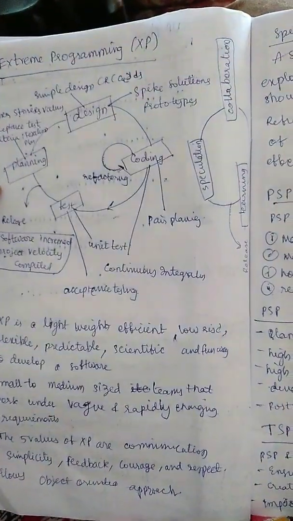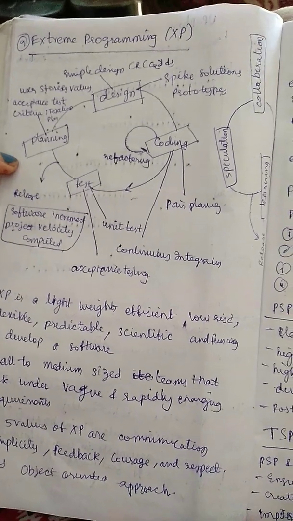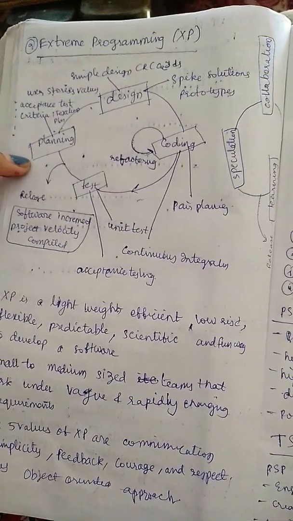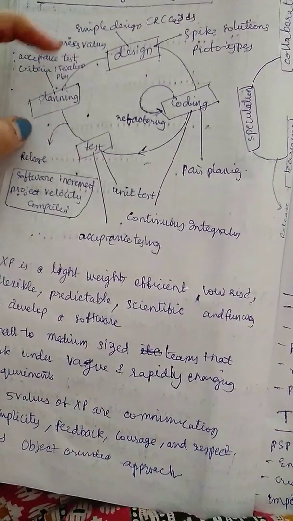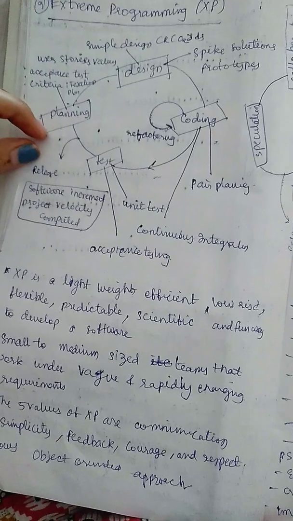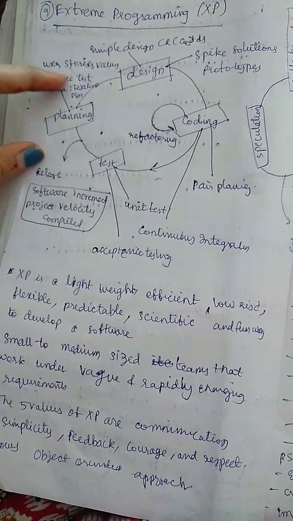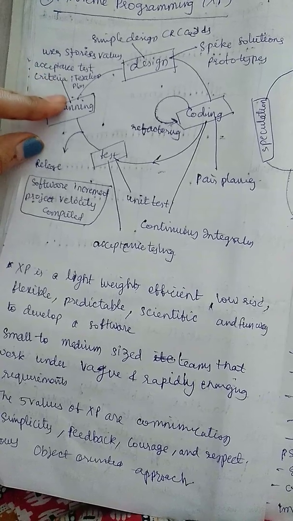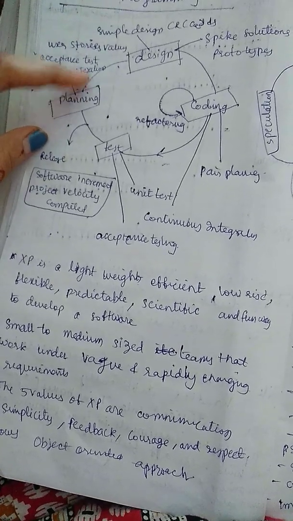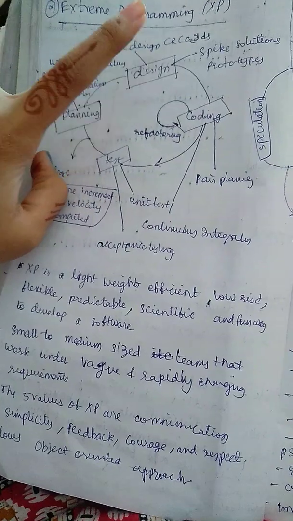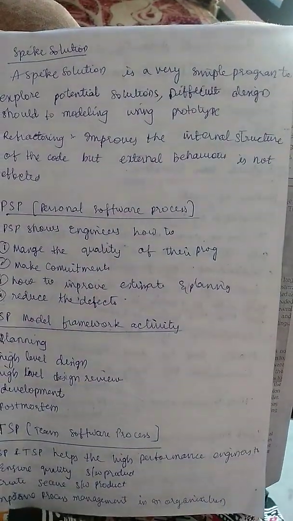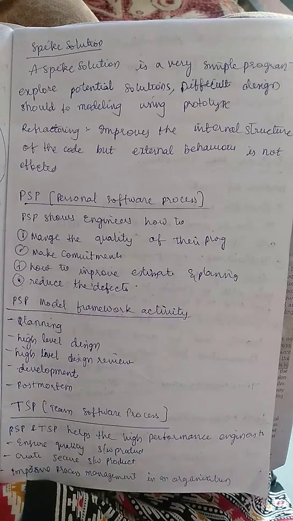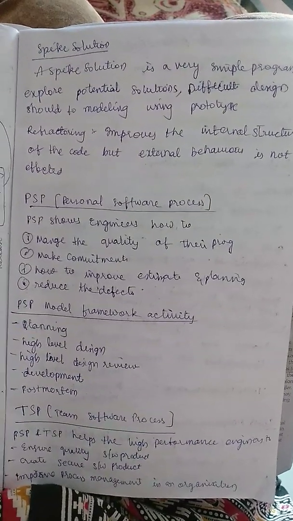It follows an object oriented approach. Okay, let's see the diagram and let us know what is going on here. In the same way, we are doing planning, designing, coding, testing. What is planning? The user stories, values, acceptance test criteria, iteration plan. Design: simple design, spike solution, prototypes. What is a spike solution? A spike solution is a very simple program to explore potential solutions. Difficult design should be modeled using prototypes.